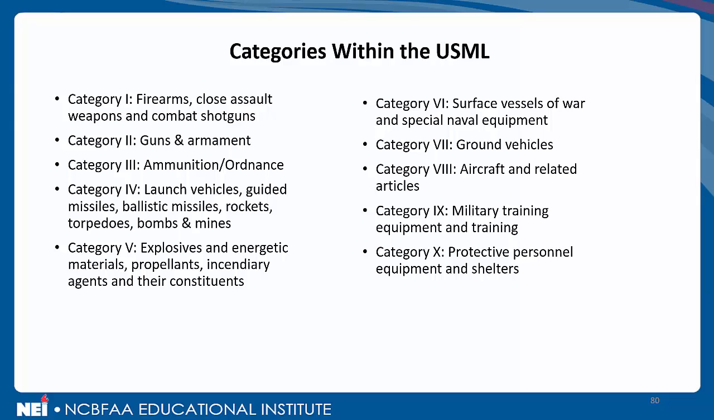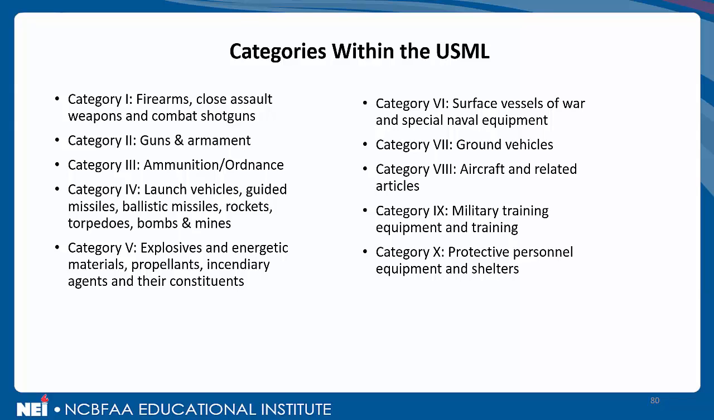So even through the first 4 categories, you can see that we're talking about serious defense matters here that really need to have strict controls around them. Category 5, same mentality applies. Explosives and energetic materials, propellants, incendiary agents, and their constituents. Moving to the right, we see in Category 6, surface vessels of war and special naval equipment. Category 7 is ground vehicles. We have an example related to ground vehicles, so make a mental note there. Category 8, aircraft and related articles.